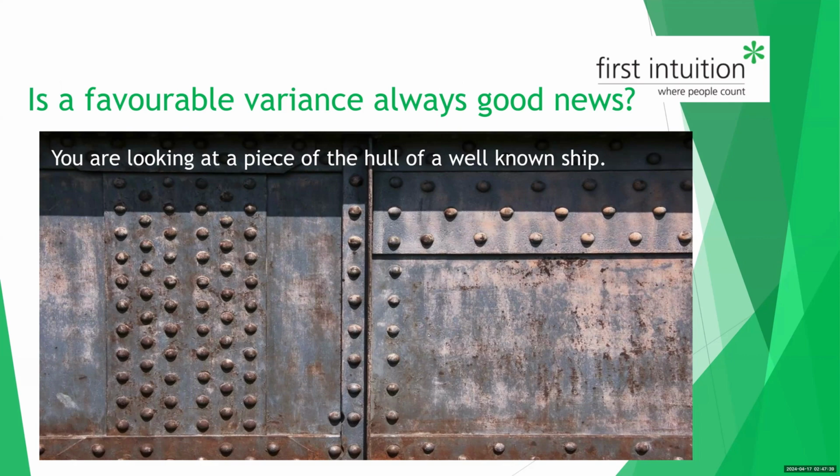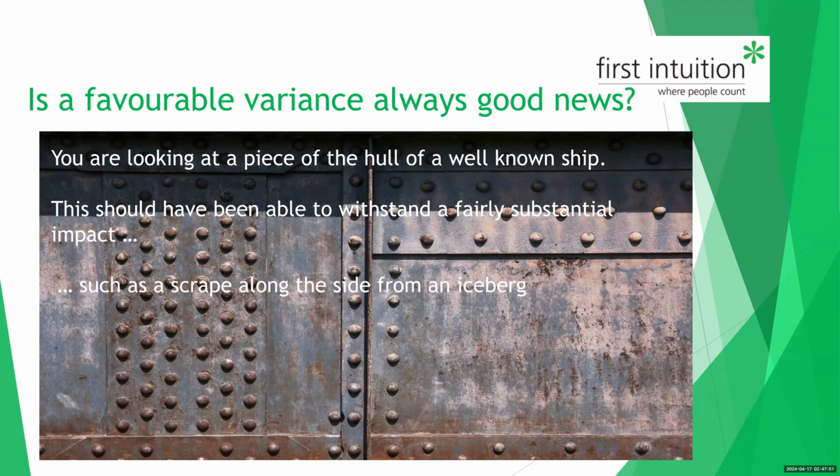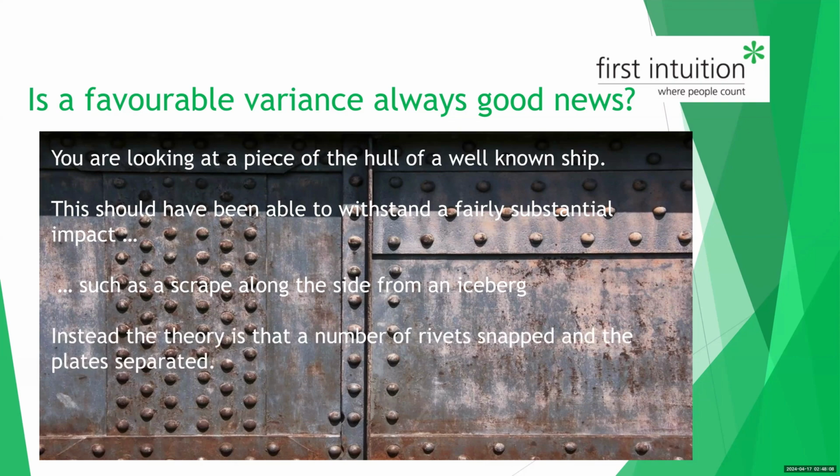This is actually a piece of a very well-known ship that was designed to cope with fairly substantial impacts, such as, for example, a big scrape along these panels from an iceberg. It should have scraped along, deformed the panels a bit. The rivets should have been strong enough to hold it all together. Can you see where this is going?